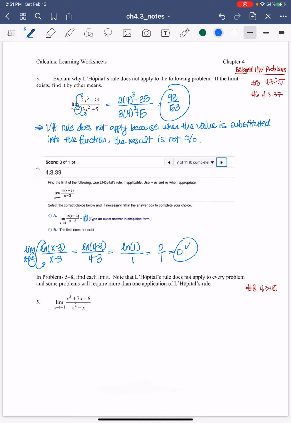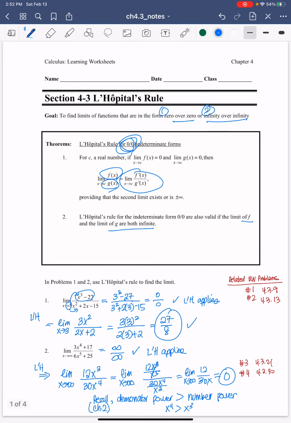Okay. Moving along with number 5. Just keep practicing this L'Hopital's rule. Can we use L'Hopital's rule? Then we use it. If not, the limit is simply the evaluated function. So in problems 5 through 8, find each limit. Note that L'Hopital's rule does not apply to every problem, and some problems will require more than one application of L'Hopital's rule. So we've applied it just once so far.